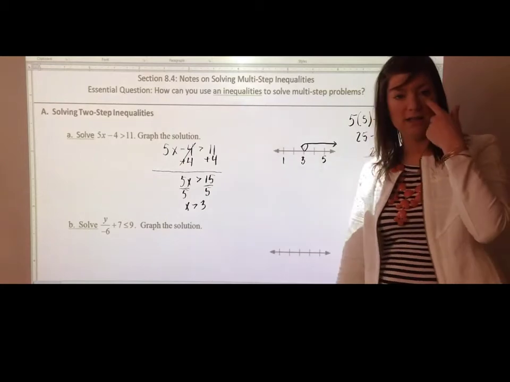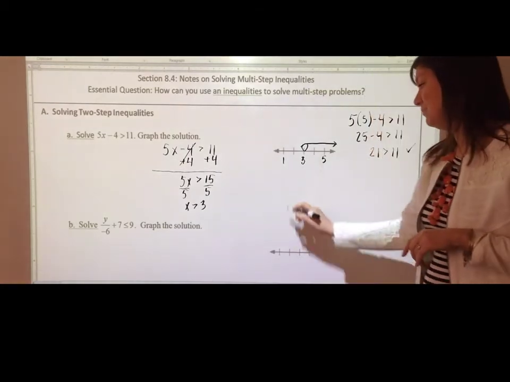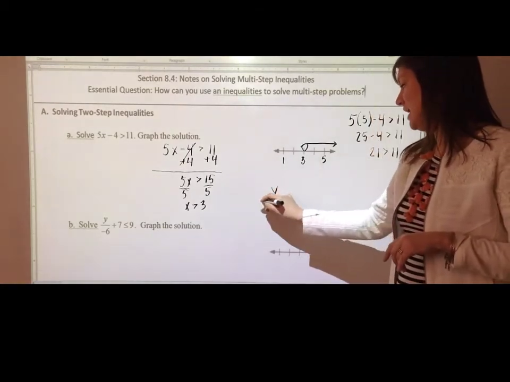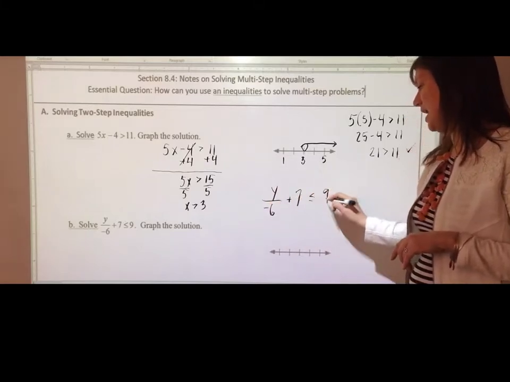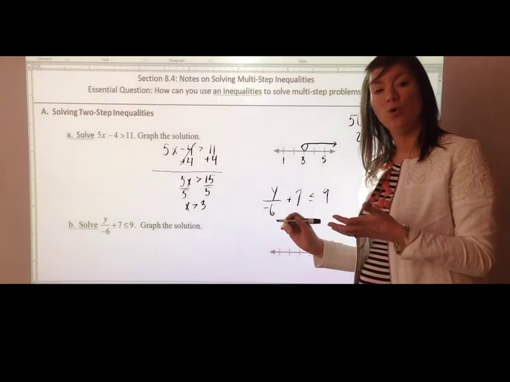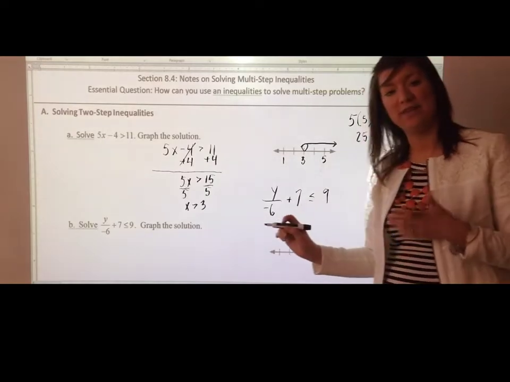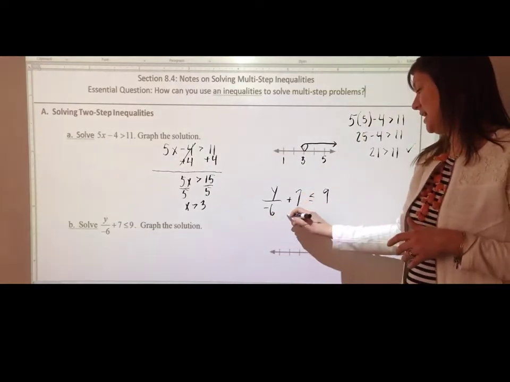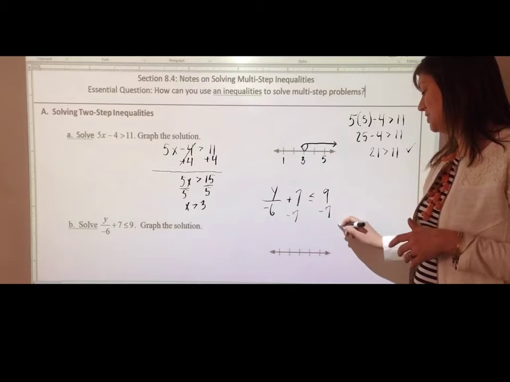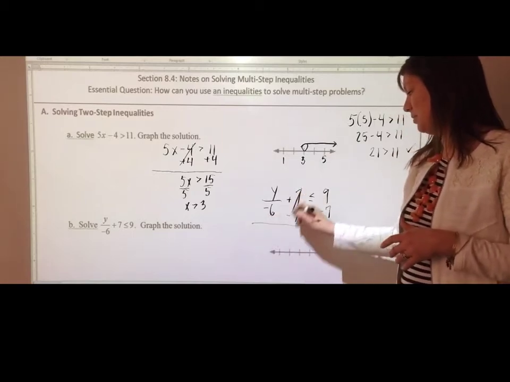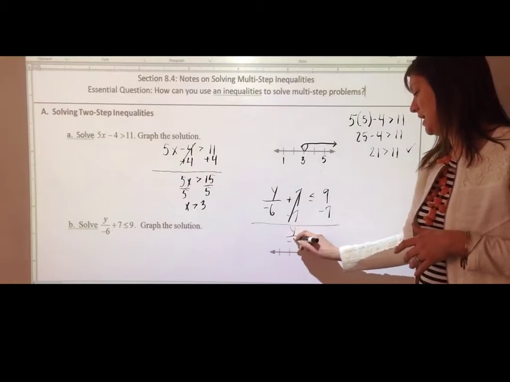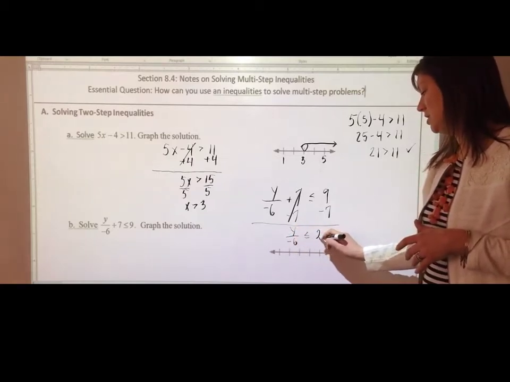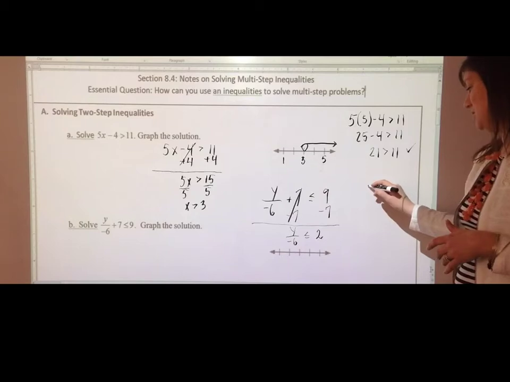Let's do the second one, which is B. So I get y divided by negative 6 plus 7 is less than or equal to 9. Again, it's a two-step inequality in this case. Add or subtract the constant term first. In this case, I'm going to subtract it from both sides of the inequality using inverse operations. So I'm going to move over here. I get y divided by negative 6 is less than or equal to 2. So I'm going to write it up here just so I have a little room.